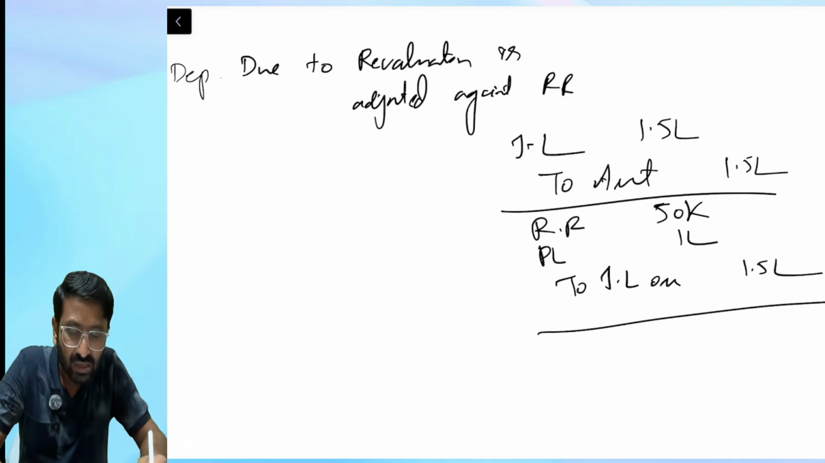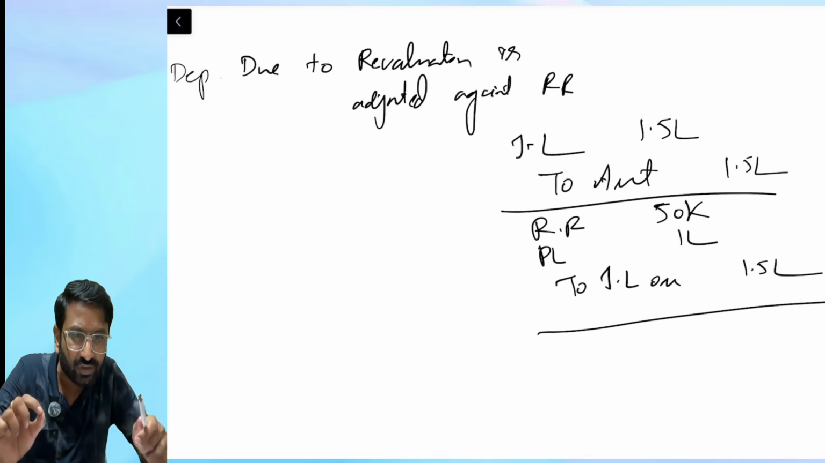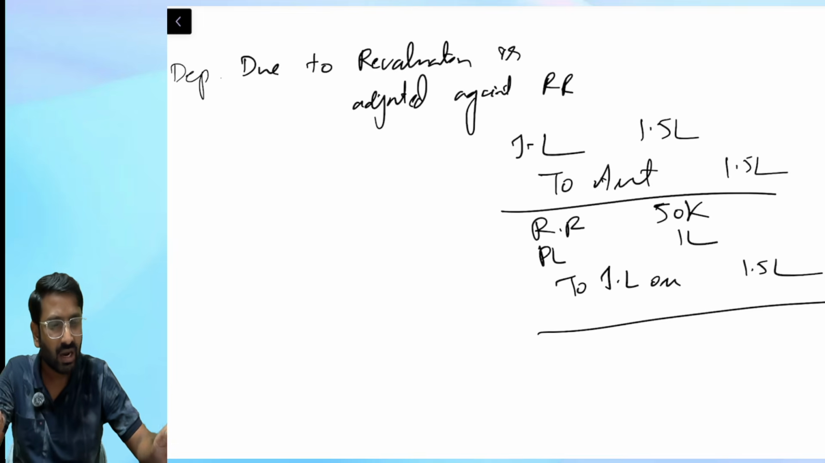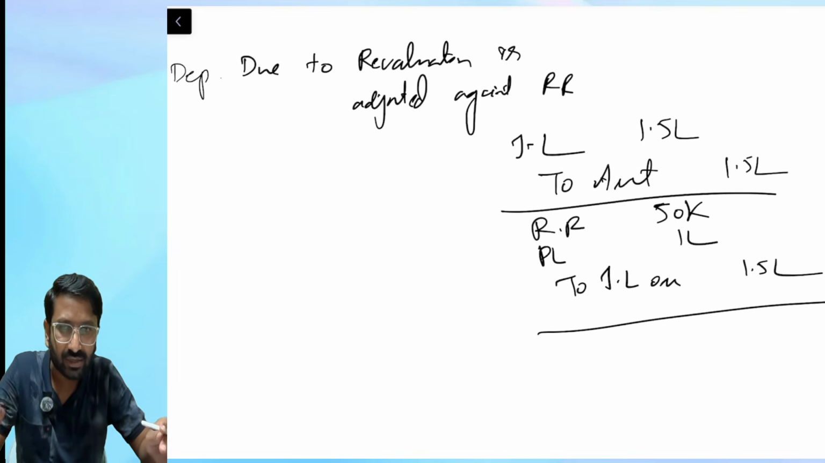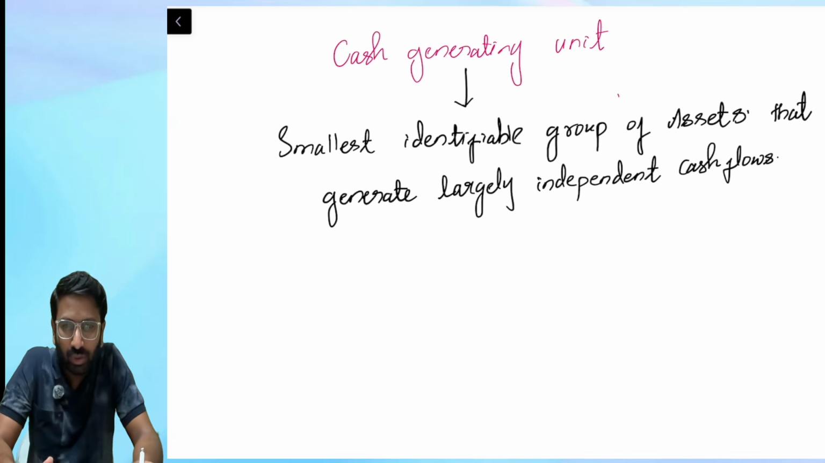Is that clear? See, this additional depreciation adjustment you should do only if it is specifically mentioned in the question. Otherwise, do it like example number 2. Is that clear? So this is how we do accounting for impairment losses. Okay, so we'll continue to the next concept.